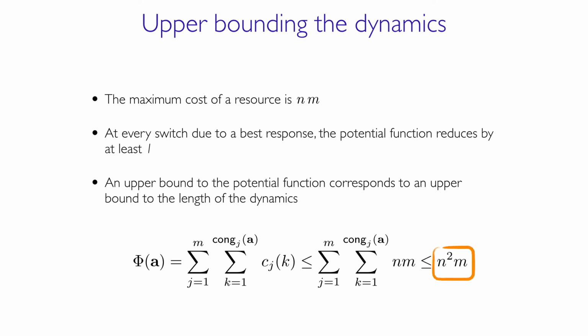Next, we have two sums, one over the resources and another over the congestion of each resource. A coarse upper bound could be that of multiplying by the number of players, given that the congestion cannot be larger than the number of players, and by the number of resources. However, we can do better. Since we have n players, the sum over the congestion of all the resources is exactly the number of players, that is n. So we obtain the upper bound in the slide.